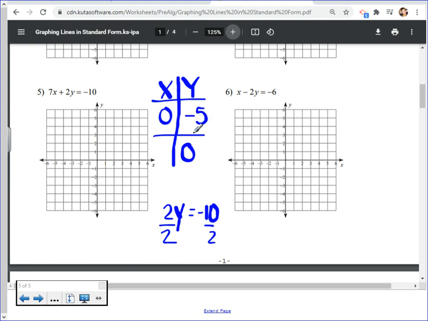We're actually going to go ahead and graph that point right now, so put your pencil at 0, 0. We're going to go over nothing, but we do have to go down 5 and make a point.